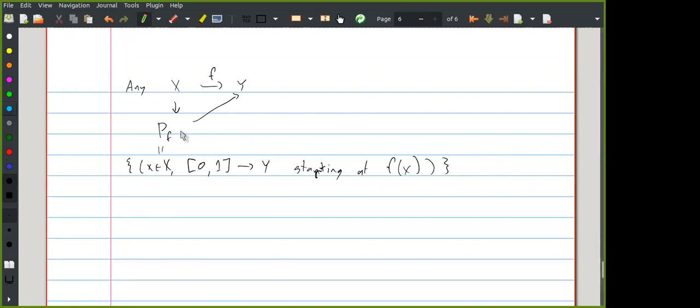Okay, so this has a natural map to Y given by evaluating at the other endpoint of the interval. So this map is evaluate at 1. The map from PF to Y is a Serre fibration, and the map from X to PF is a homotopy equivalence, or a weak homotopy equivalence, I mean.